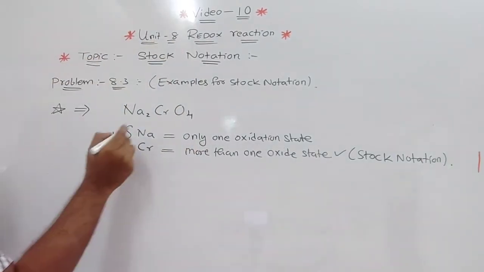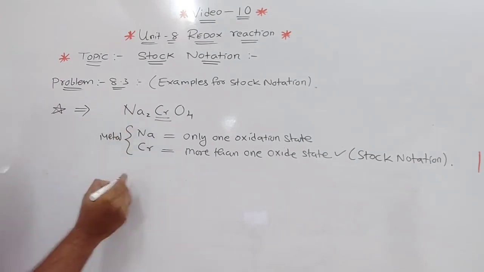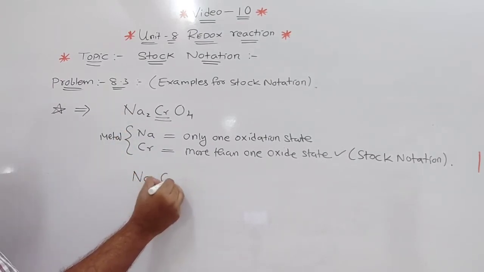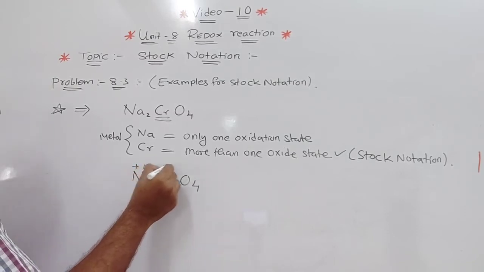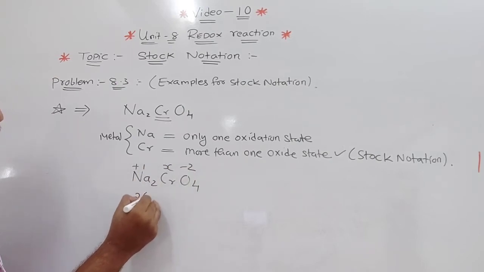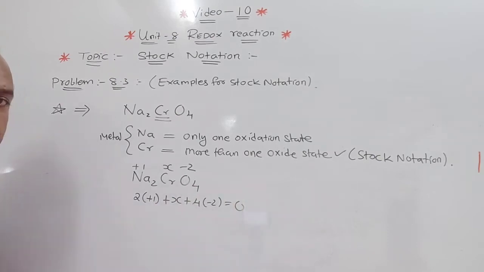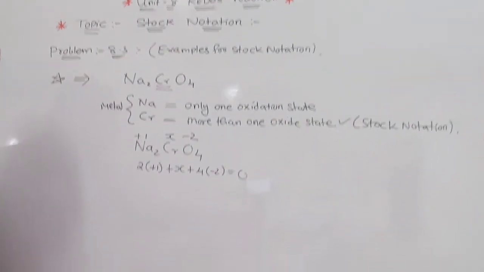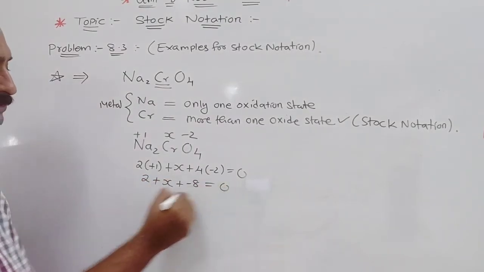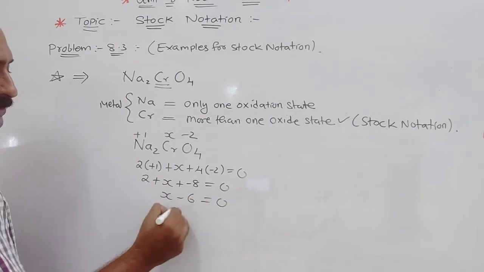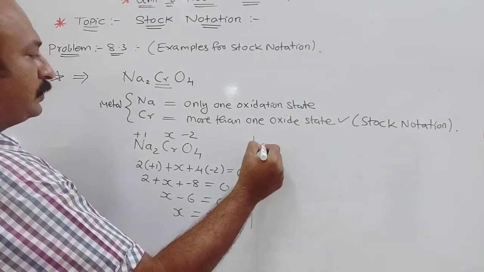In this, we will find the stock notation of chromium. Sodium we know is +1. So in Na2CrO4, it is +1 here, you can write X for chromium, and -2 here. So 2 into +1 plus X plus 4 into -2 is equal to 0. So 2 plus x plus -8 is equal to 0, x minus 6 is equal to 0, x is equal to +6.